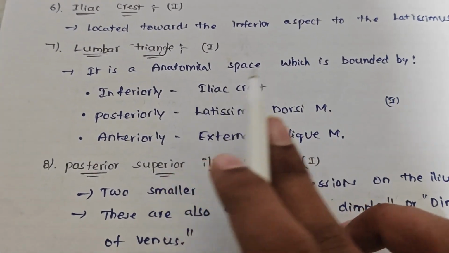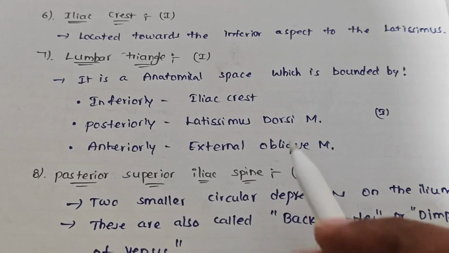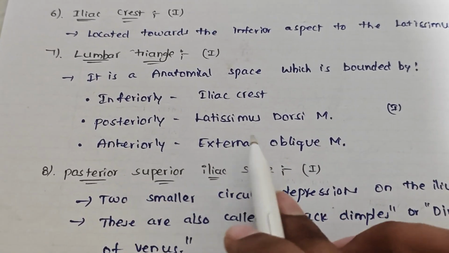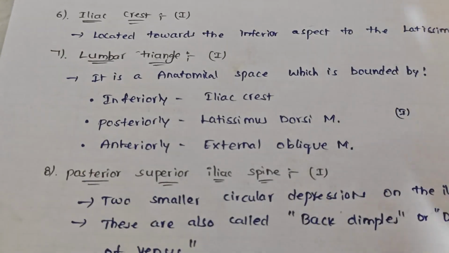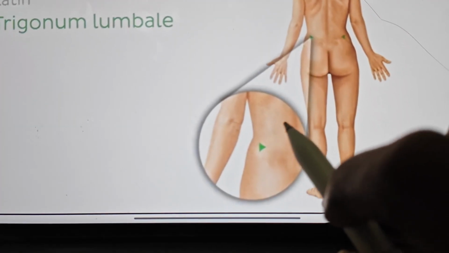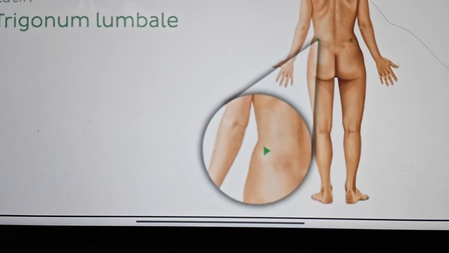This lumbar triangle is bounded inferiorly by iliac crest, posteriorly by latissimus dorsi muscle, and anteriorly by external oblique muscle. You can see this lumbar triangle right here. This is the lumbar triangle.